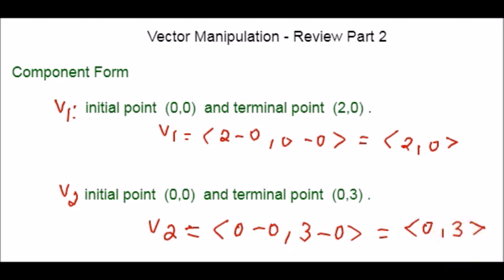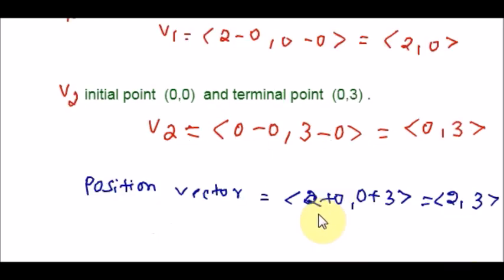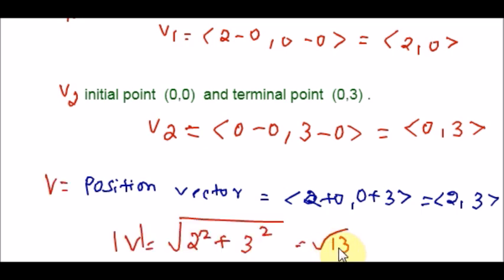Now let's also find the magnitude of v1 and the magnitude of v2. For v1 you can use the distance formula as we generally do. So that is going to be 2, and the magnitude of v2 will be 3. So let's find the magnitude of the new vector v using the formula with the position vector. Therefore the magnitude of v is square root of 13.